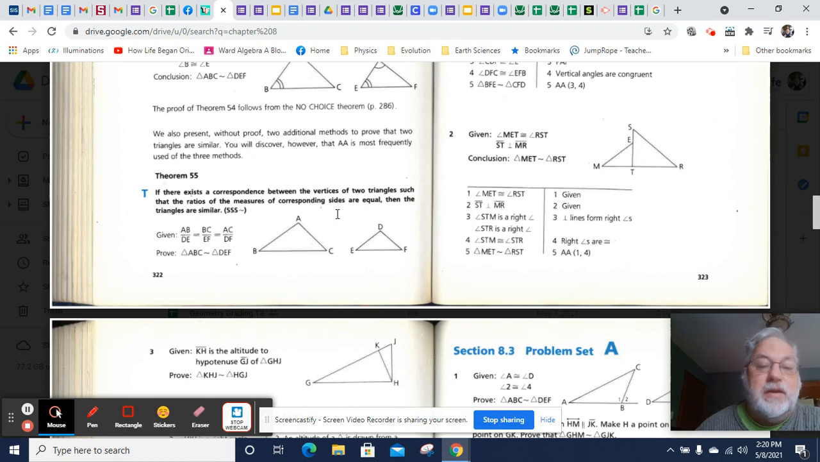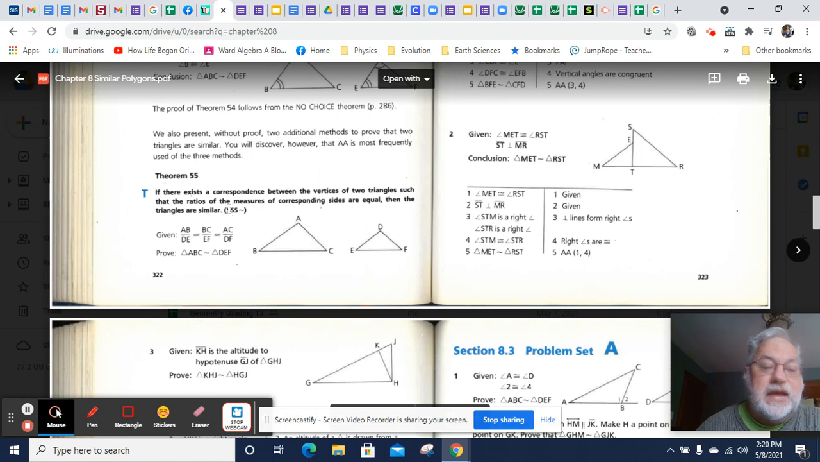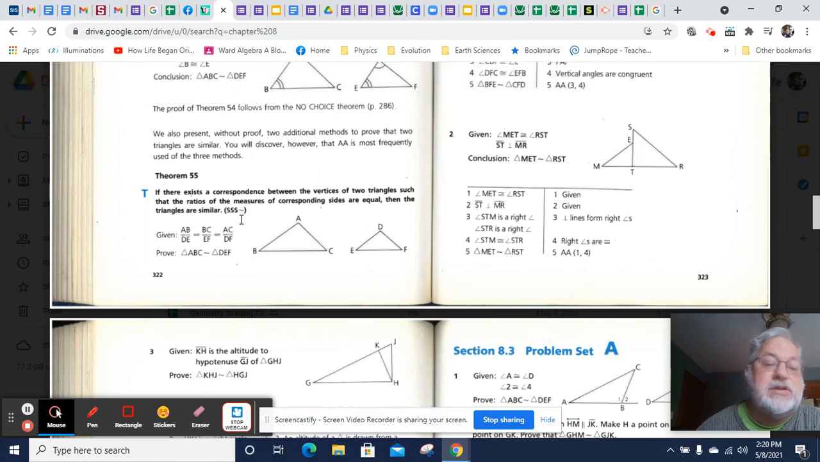Okay, then there's another one. So instead of focusing on angles, there's one that's like side, side, side, but there's a little distinction. See the little squiggly wiggly there? That's a tilde, which is a symbol used in geometry for similarity. So if the corresponding sides, so here's AB and AD, if AB over AD equals BC over EF equals AC over DF, if those ratios are all the same, this forms a proportion, then these triangles are similar.